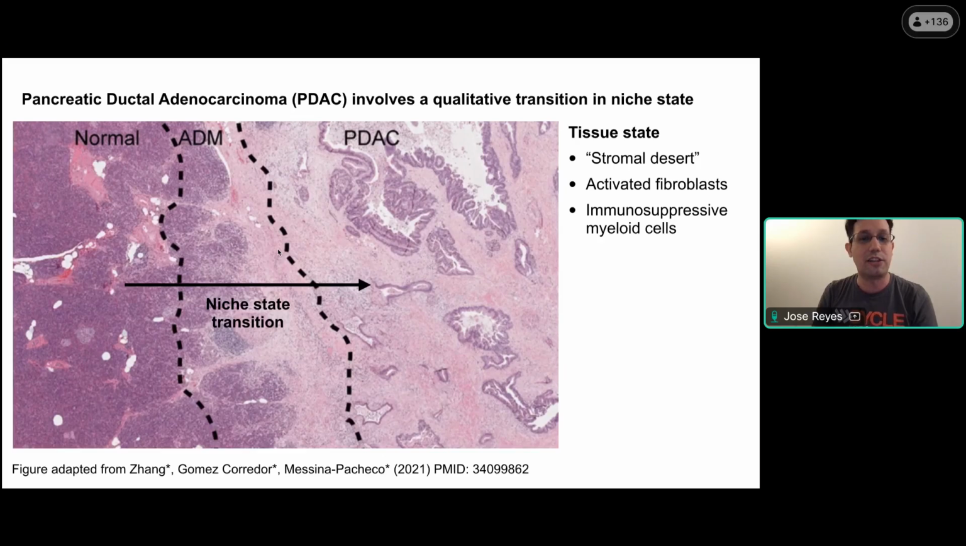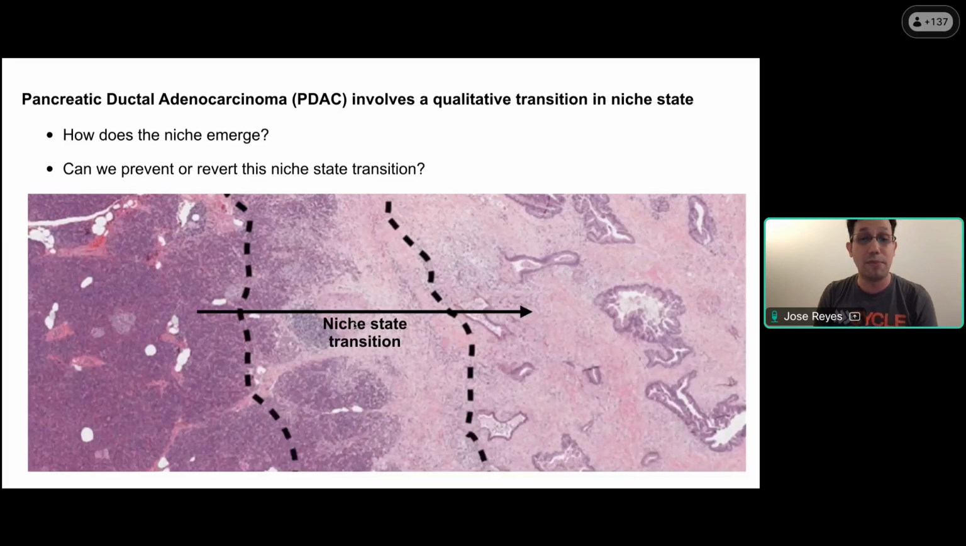And pancreatic ductal adenocarcinoma, or PDAC, is a paradigmatic example of the type of profound tissue level changes that occur during cancer development. In its clinical presentation, PDAC presents as a stromal desert in which most cells in the tumor mass are actually activated fibroblasts or immune suppressive myeloid cells that can both contribute to tumor development and impair therapy responses. How does cancer build its niche, and how can we prevent or revert this niche state transition?